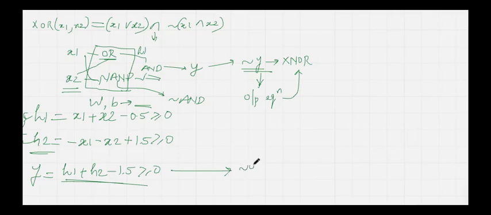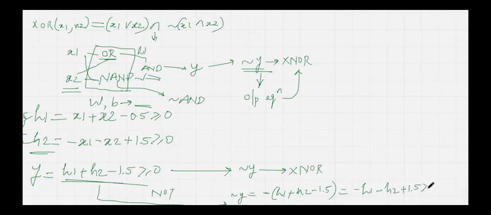Now we know that negation of y will give me XNOR. So if I take negation of this output, I am just negating this output. What I will get is negation of y, that is nothing but minus of h1 plus h2 minus 1.5, which becomes minus h1 minus h2 plus 1.5. This should be greater than or equal to 0 for the XNOR gate. So these were the few equations which we saw in the previous lecture for designing XOR and XNOR gate using neural network.